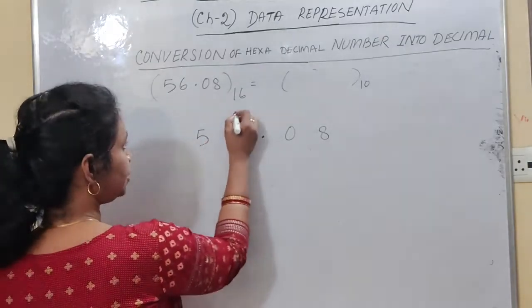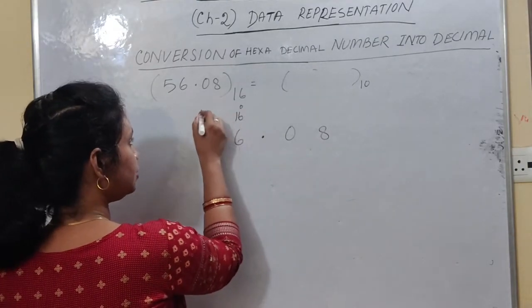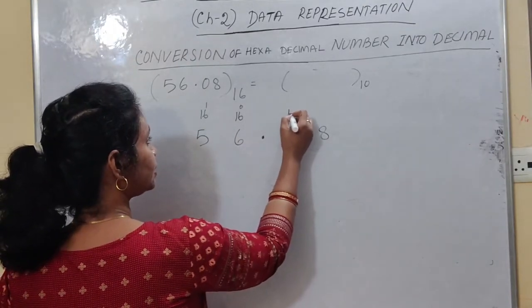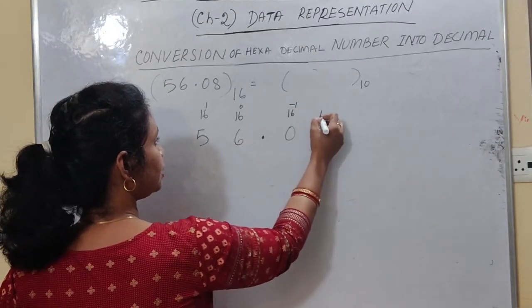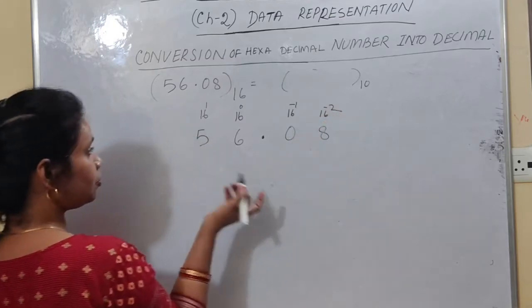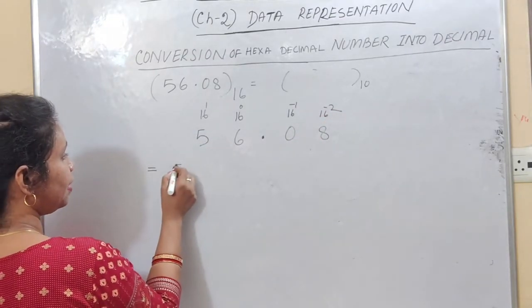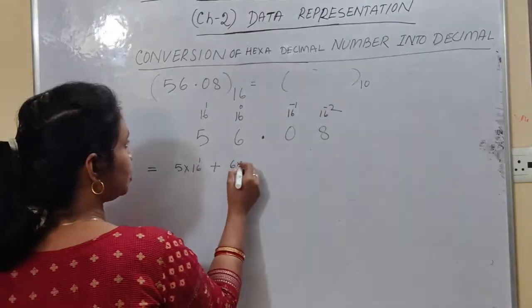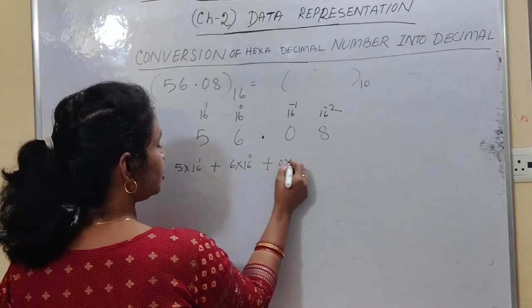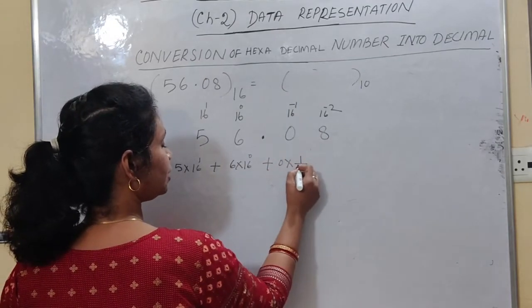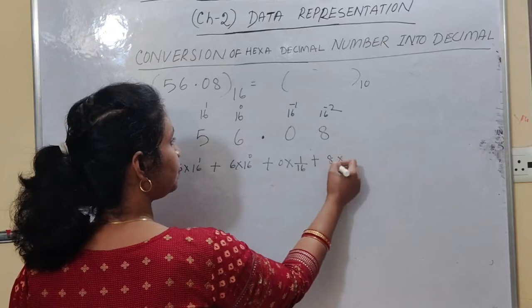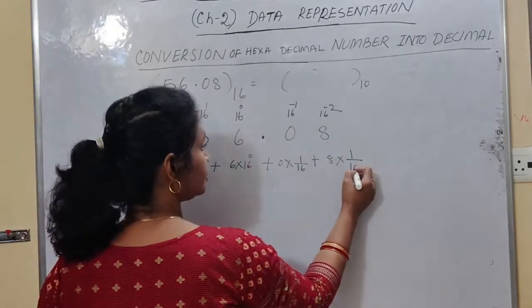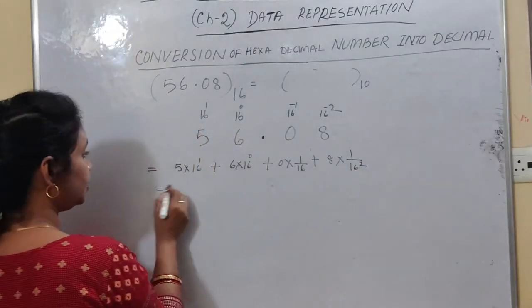So before the decimal point, the positional value is 16 to the power 0. This is your 16 to the power 1. After the decimal point, the positional value of this hexadecimal number is 16 to the power minus 1 and this one is 16 to the power minus 2. Now you have to multiply, is not it? Then 5 multiply 16 to the power 1 plus 6 multiply 16 to the power 0 plus 0 multiply 16 to the power minus 1. So you can write 1 by 16 plus 8 multiply 16 to the power minus 2. So 16 to the power minus 2 can be represented by 1 by 16 square. Is not it? After that find the values.